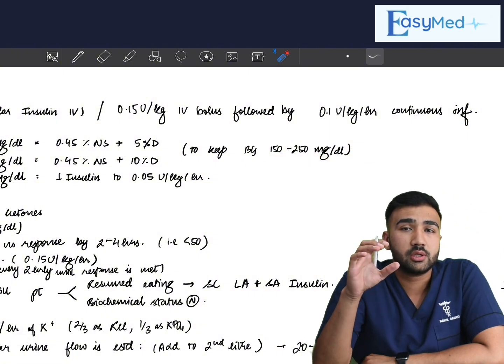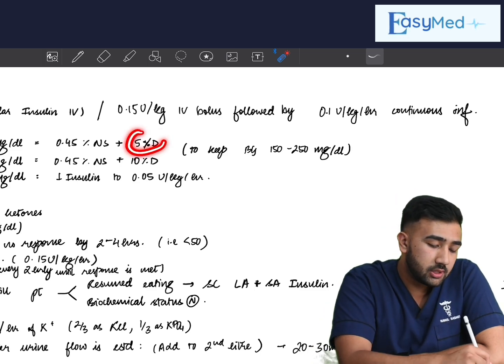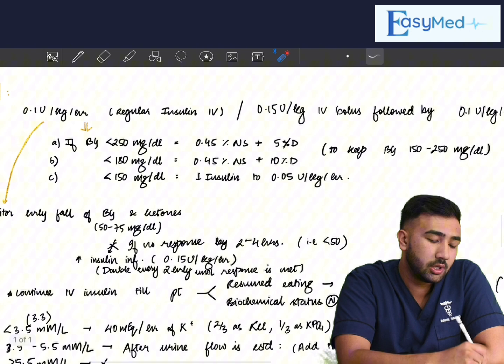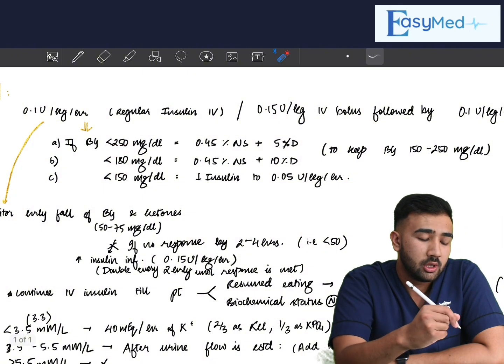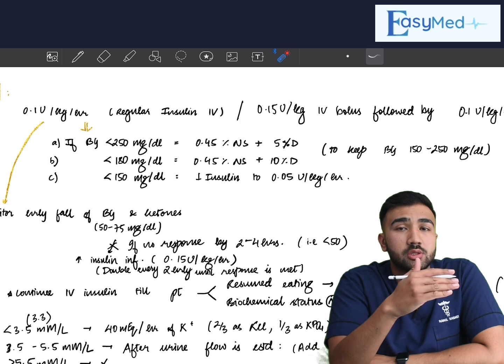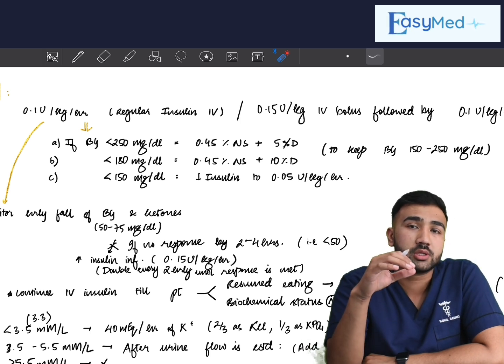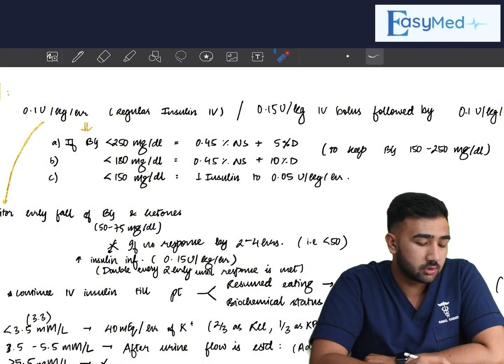Because due to insulin, there may be hypoglycemia. And to prevent hypoglycemia, we give 5% dextrose or 10% dextrose according to the blood glucose. Because if there is hypoglycemia, then we have to stop the insulin, and stopping insulin is not an option. So in order to not stop insulin, we have to keep giving dextrose as well.